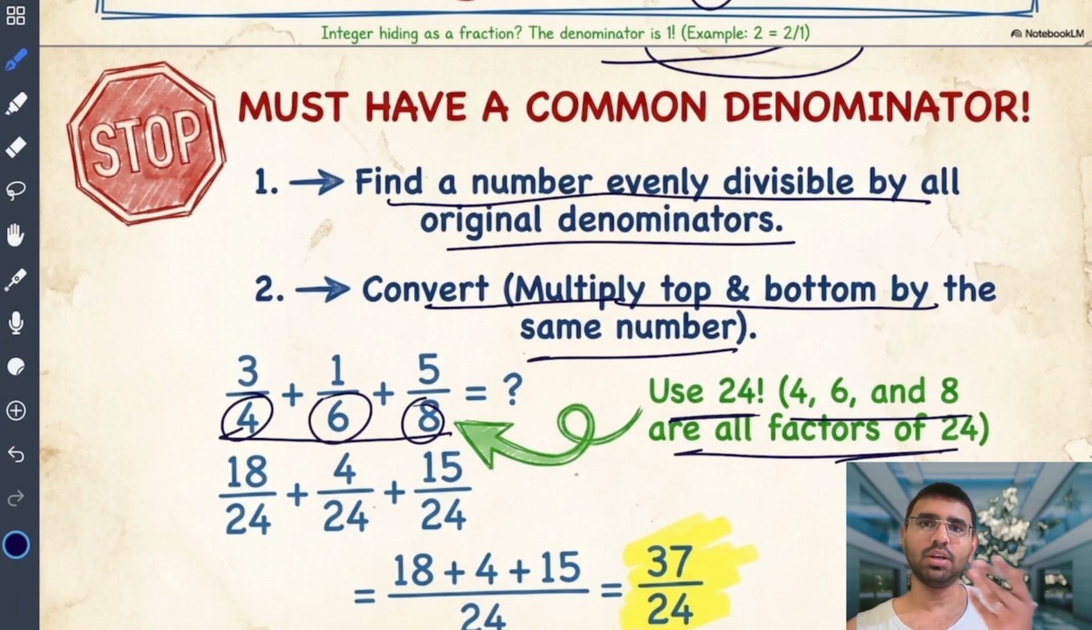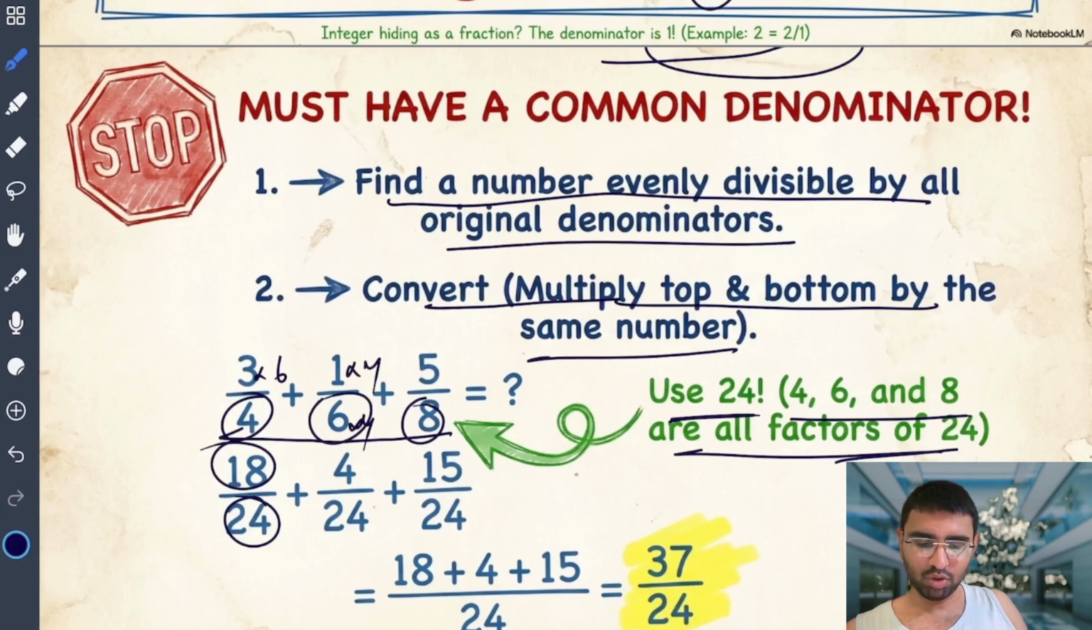So 4, how many times? 4 times 6 is 24, and 3 times 6 is 18. Like that, 6 times 4 is 24. And 8 times 3 is 24, so 5 times 3 is 15. We have to multiply the numerator and denominator by the same number.